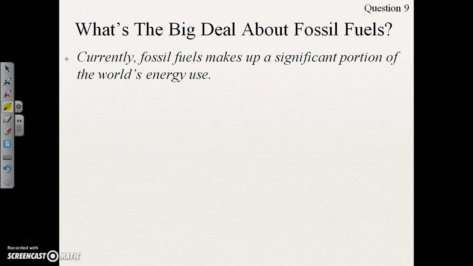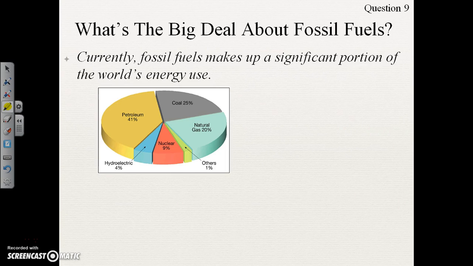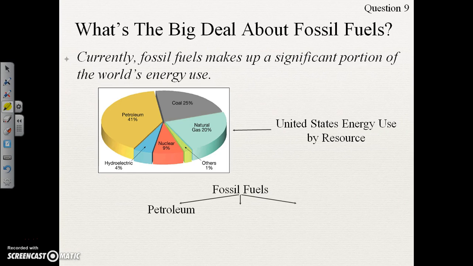Fossil fuels are a huge discussion right now in the news and a hot topic in science, because fossil fuels are a huge portion of the energy consumption in the world. This pie chart looks only at the U.S. We have petroleum as the yellow slice, coal as the brown slice, natural gas as the sky blue slice. Those are our three fossil fuels, and they make up the majority of our energy pie. Okay, they make up 86% of the U.S.'s energy resources.